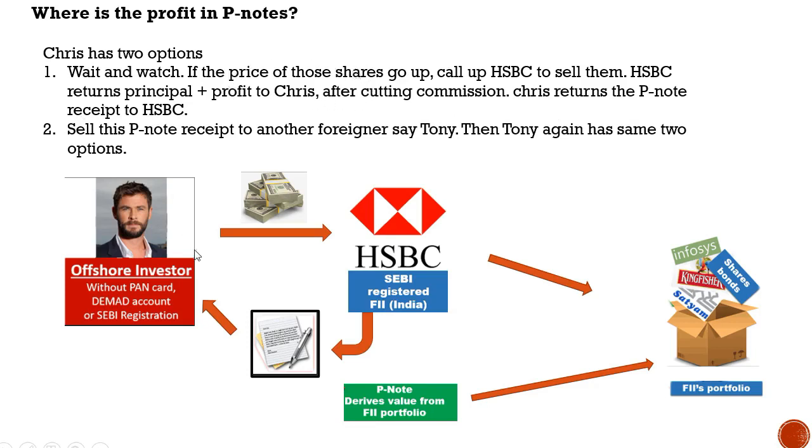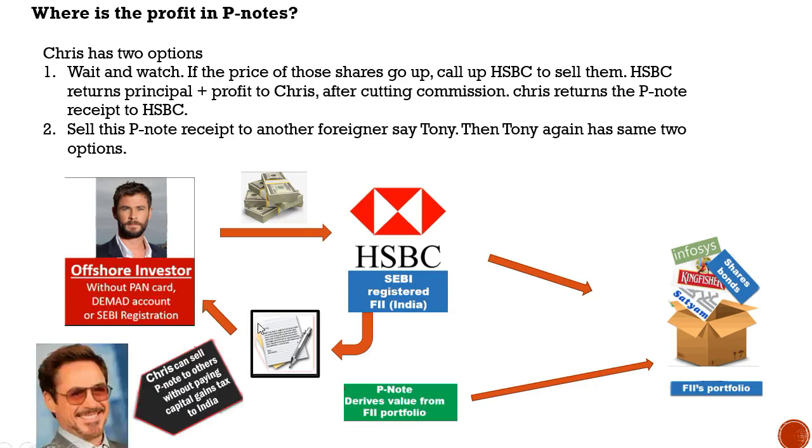The other way is he can sell this P note receipt to any other foreigner, let's say Tony. Then Tony again has the same two options. Number one, he can wait and watch and earn profit, or he can sell it to another person also. This is how the P note works, and this is the basic mechanism of the participatory note.